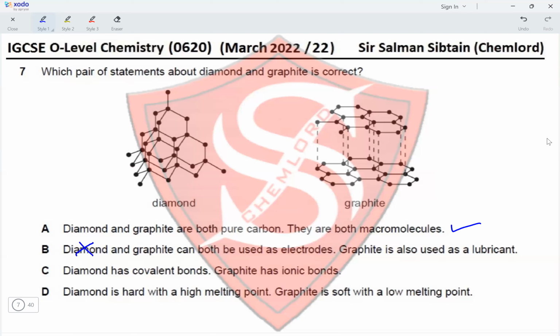Diamond has covalent bonds. Yes. Graphite has ionic bonds. No, it also has covalent bonds. Diamond is hard with a high melting point. True. Graphite is soft with a low melting point. No, it is soft with a high melting point because it is a macromolecule. Therefore, option A is the correct option for this question.